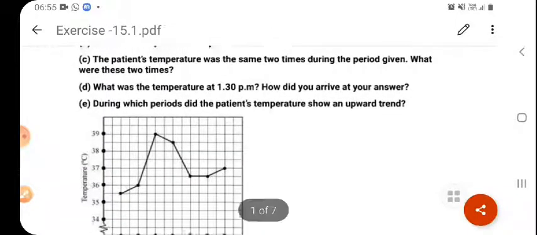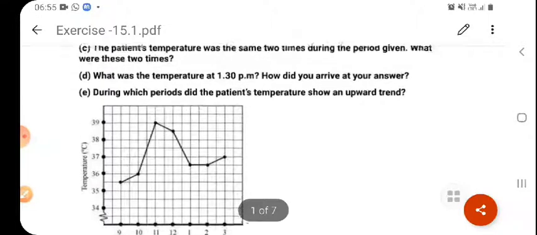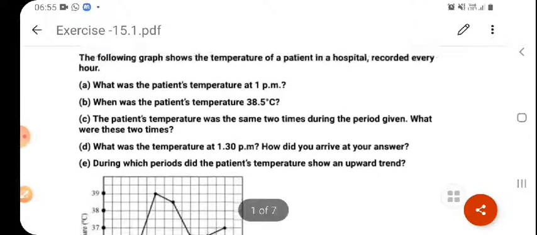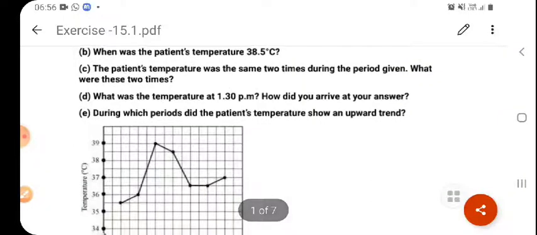What was the temperature at 1:30 p.m.? At 1:30, you can see here from the x-axis, the temperature is the same as 36.5. Okay, during which periods did the patient's temperature show an upward trend?